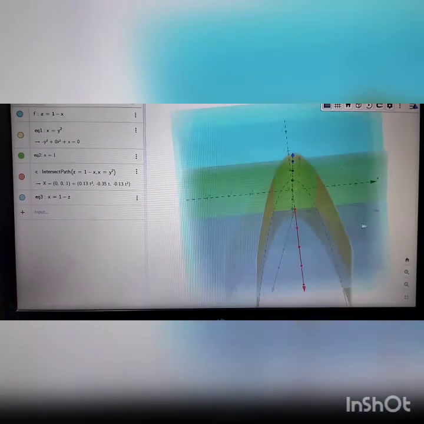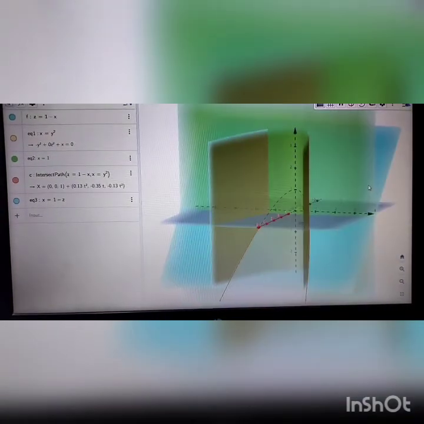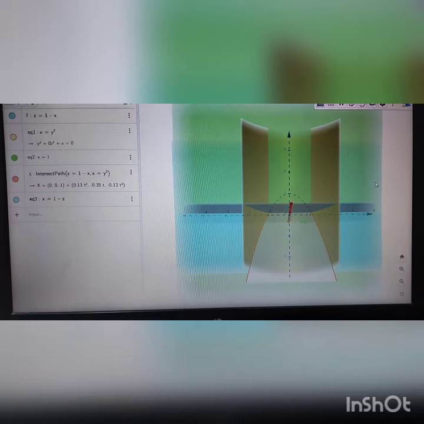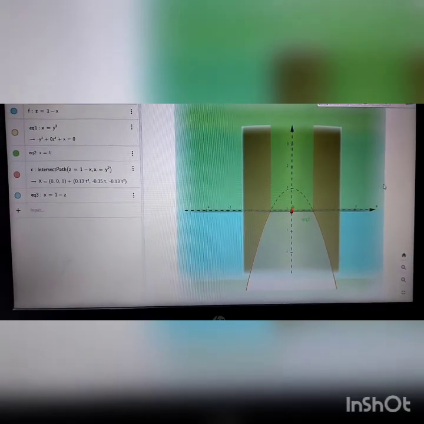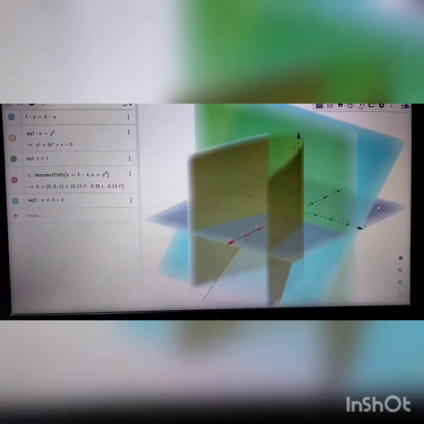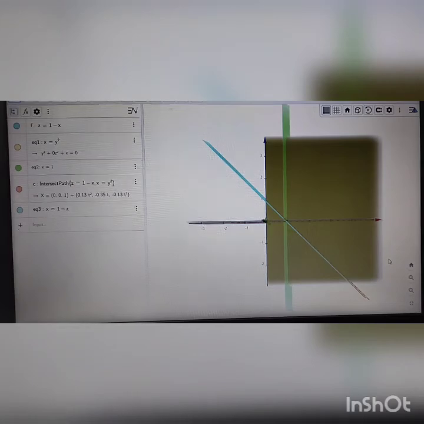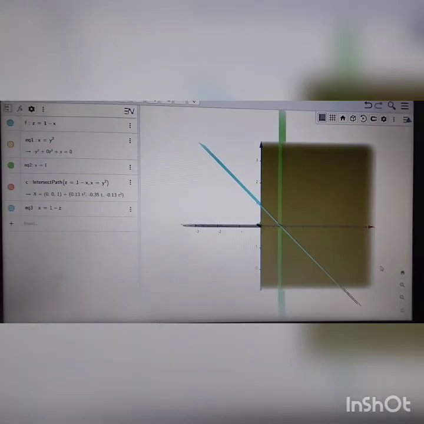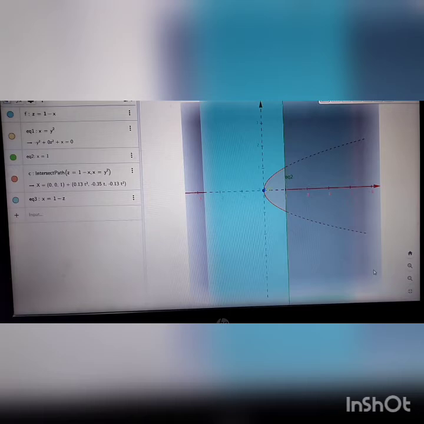Okay, next, we will be moving to the second question. This here is the 3D projection using GeoGebra of the diagram. First of all, we will be looking at the x direction, or x-axis projection of the diagram. Next, we will be seeing the projection of the diagram from the y-axis. And lastly, this is the projection of the diagram from the z-axis.